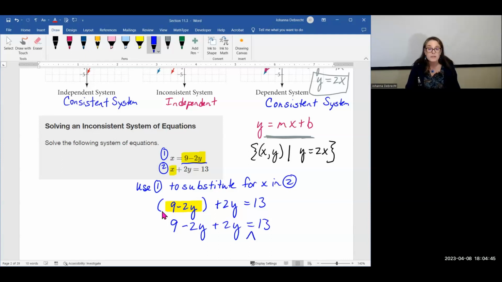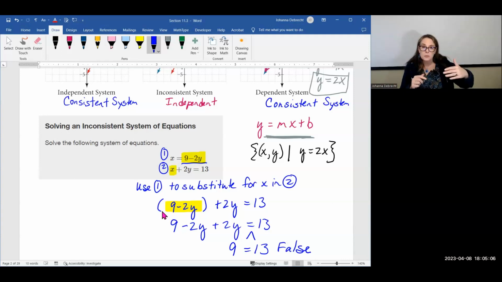Now, the balance point of the equation is here at the equals. So the minus 2y plus 2y are already on the same side of the equation. So they just cancel out. And I get the equation 9 equals 13, which is not true. That's false. What does this mean? When the variable terms cancel, it means the slopes are the same. If you get a true statement, it means that the y-intercepts are also the same. If you get a false statement, it's because the y-intercepts are different.